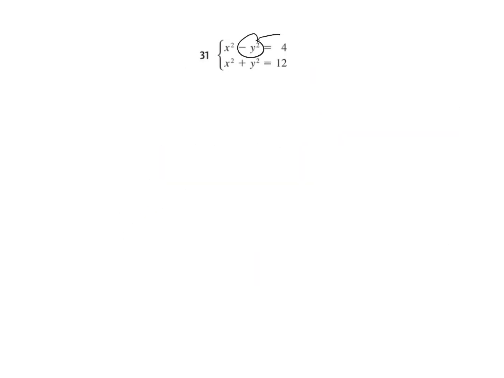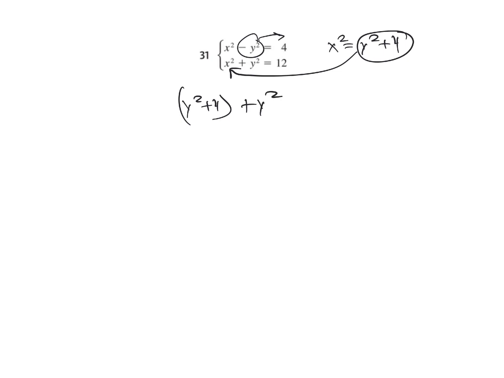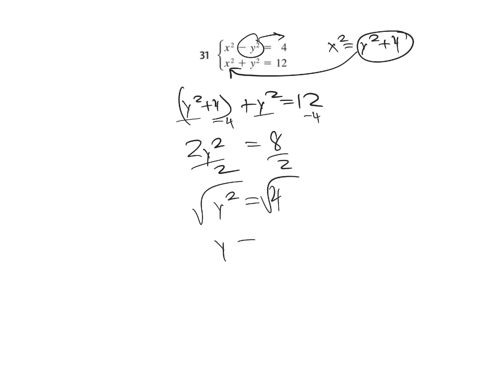And here, I'm going to move the y squared over, and I get x squared equals y squared plus 4. And I'll plug this into that x squared. So y squared plus 4 is x squared, plus y squared equals 12. Y squared and y squared is 2y squared. I'll subtract the 4, equals 8. Divide off the 2. Y squared equals 4. Square root, y equals plus or minus 2.